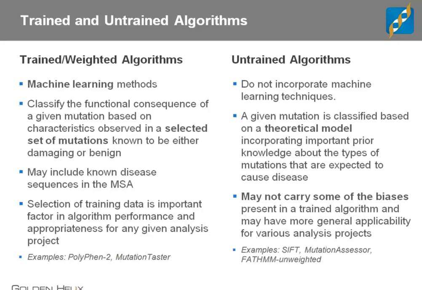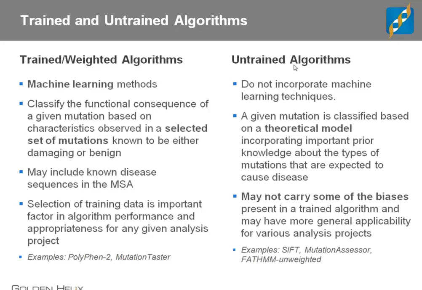The trained algorithms use the machine learning method and classify the functional consequence of any given mutation based on characteristics observed in a canonical set of mutations that are known to be damaging or benign. And there are different ways that they might weight the results. For example, they might include known disease sequence in the sequence alignment and so on. But the important thing to recognize here is that the selection of training data is really an important factor in the algorithm performance and the appropriateness of using that algorithm in your analysis.